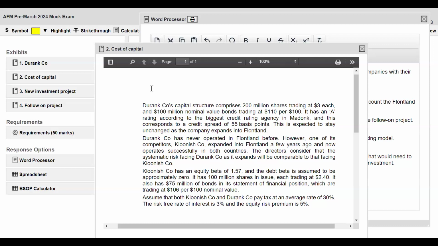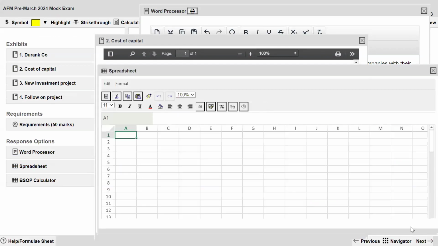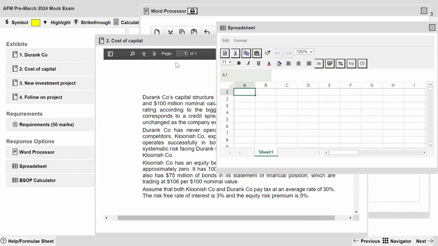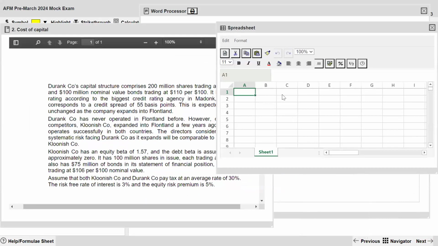Okay, let's start discussing now. Basically it says Durand company's capital structure comprises of 200 million shares. One of the requirements of the question is to calculate the weighted average cost of capital, so let's see. Basically you have got Durand company.